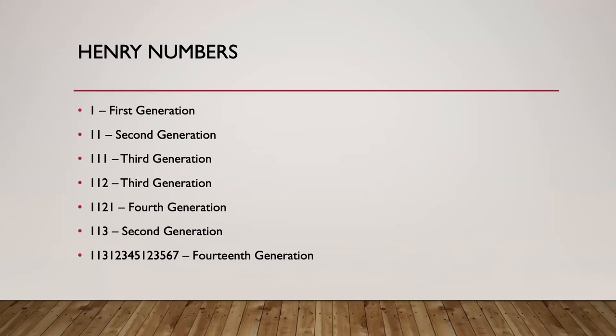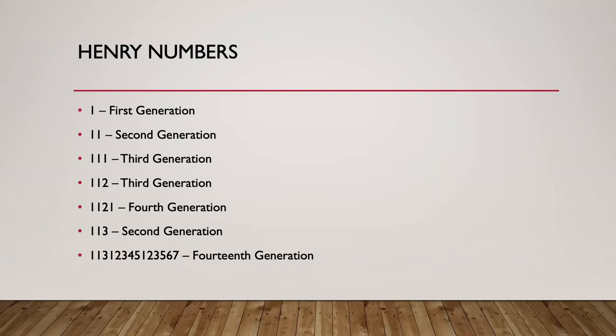In an example of 1-1-2, that would tell me the focus person's first child's second child. And in the fourth generation, it might be the focus person's first child, whose second child, and then the first child of that second child of that first child of the focus person. Now, one of the problems with Henry numbers is they can go on for a long, long time.